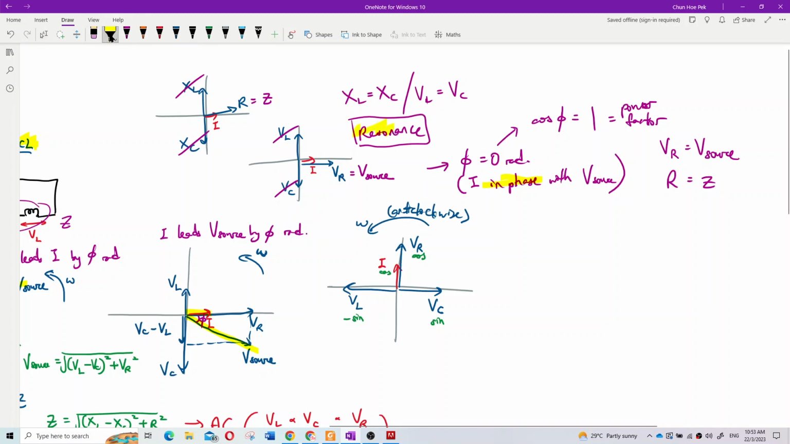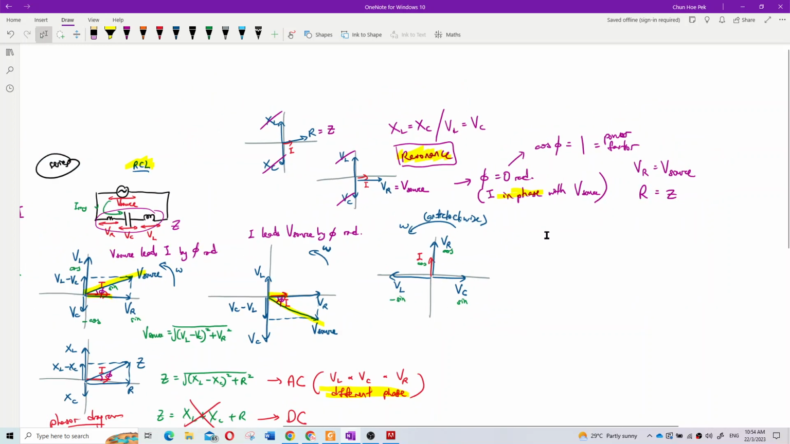Resonance. Okay. R equals Z, VR equals V source, and the power factor equals 1. All these are very important points. So the current is in phase with V source. In phase. What more haven't I taught you? I think I taught you everything really.